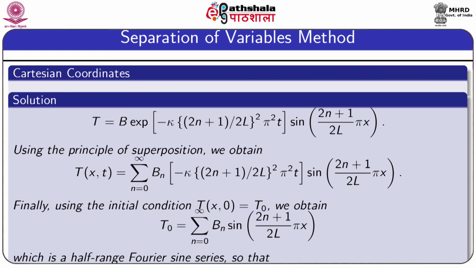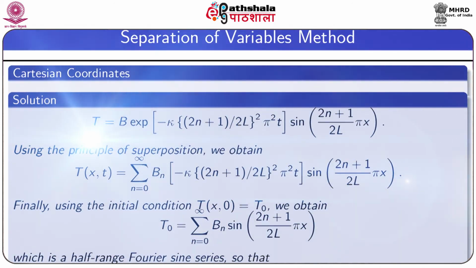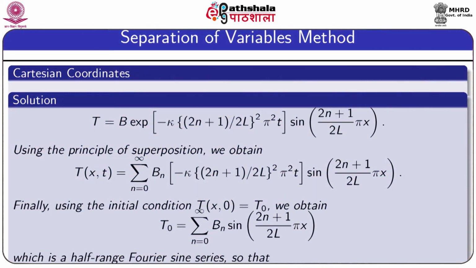Finally, we have to use the initial condition T(x, 0) equals T0. So, using that initial condition, we obtain T0 equals the sum over n of Bn sine of (2n plus 1) pi x by 2L. So, this is a very well known series, and this is called the half range Fourier sine series.